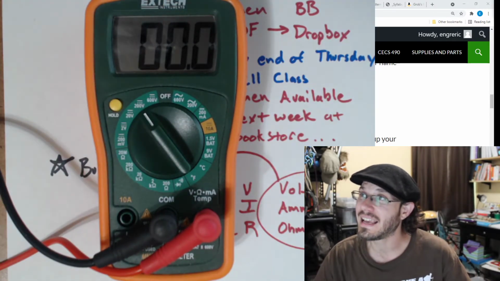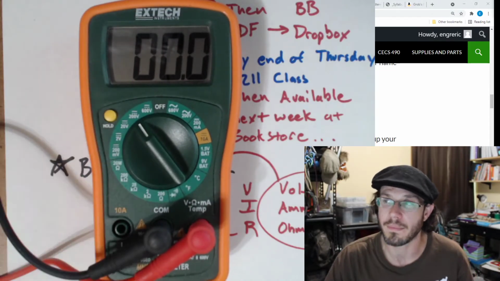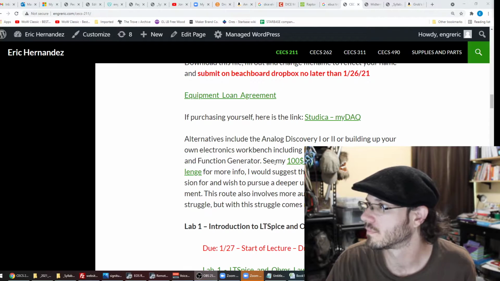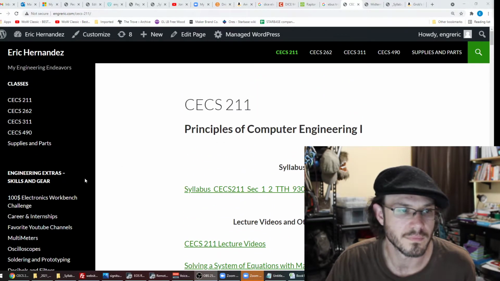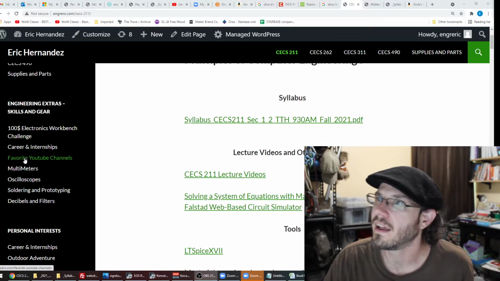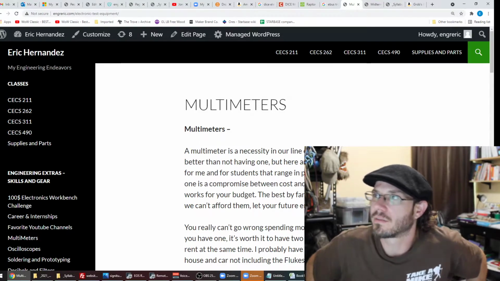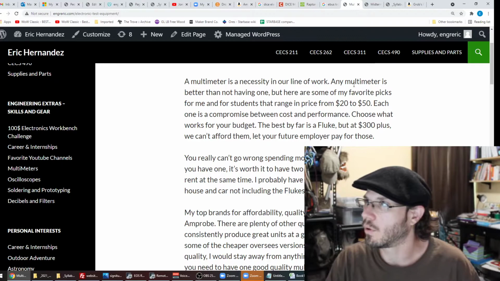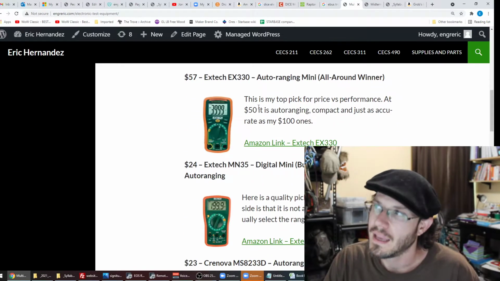Now let me go ahead and take you over to the best resource I've put together for multimeters. On my website, along the left-hand side, I have a page dedicated to multimeters. You can read about multimeters over here. Here's my main point.